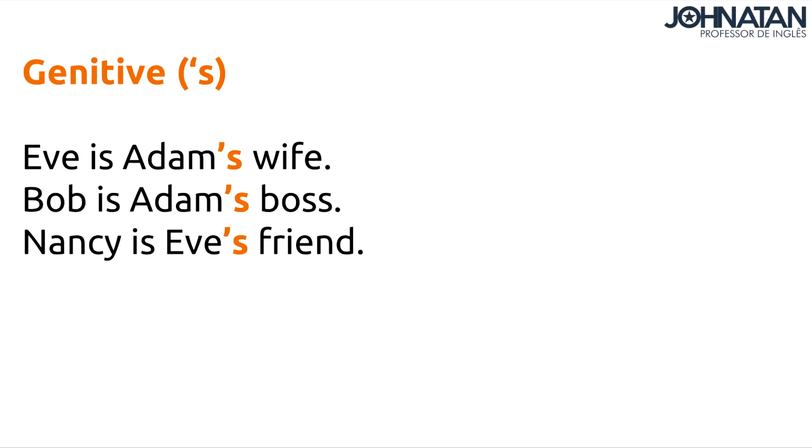We also use apostrophe s to express the relation between people. In this case, it's not a case of possession, since the idea of people owning other people isn't very nice. It simply expresses the connection between these people. Maybe they are a couple, or brothers, or friends, etc. For example, Eve is Adam's wife, Bob is Adam's boss, Nancy is Eve's friend.